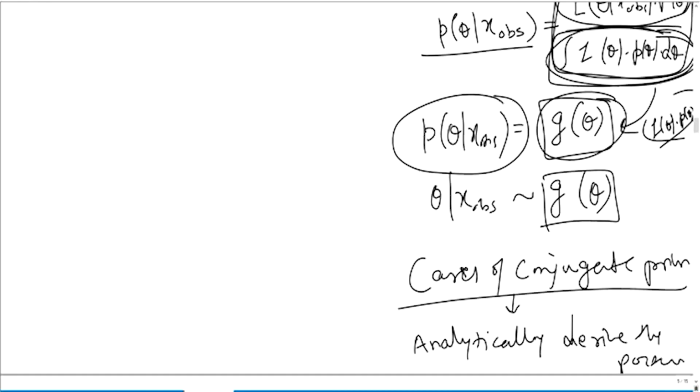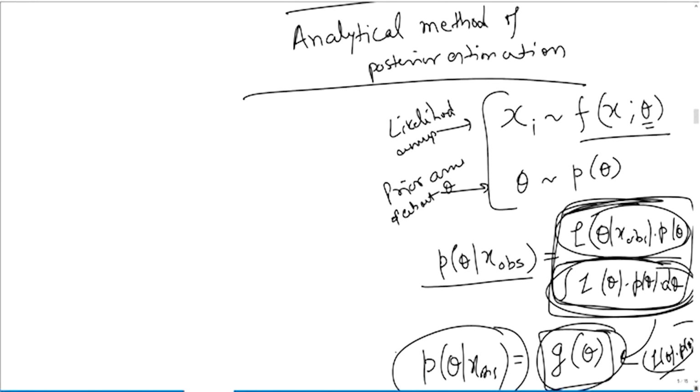So when you are choosing conjugate priors, you can analytically derive the posterior. Conjugate priors are the priors on the parameters which make it possible, for that particular likelihood, to calculate the posterior analytically. So what are those cases? We discussed a few cases. For example, if you have a binomial likelihood, then a beta prior on the parameter theta, the probability of success, is a case of conjugate prior.